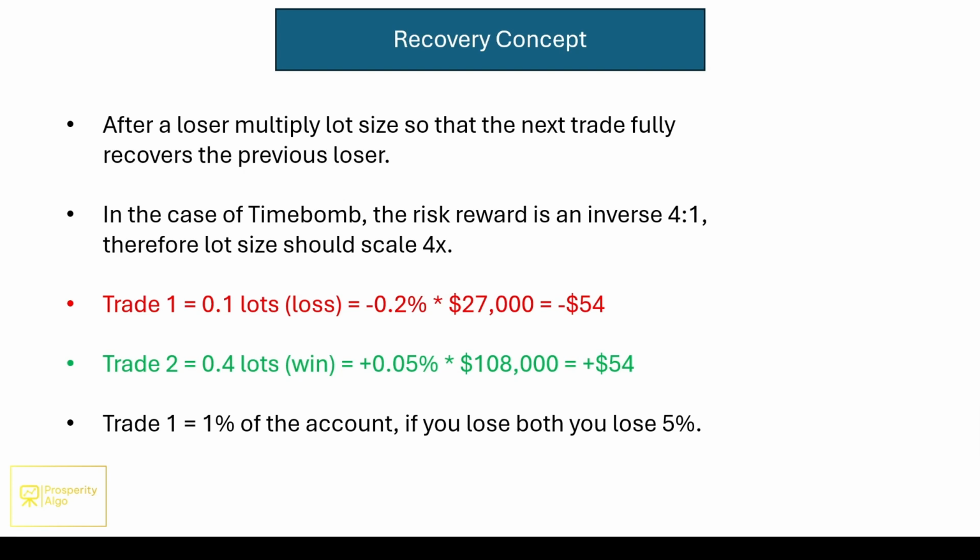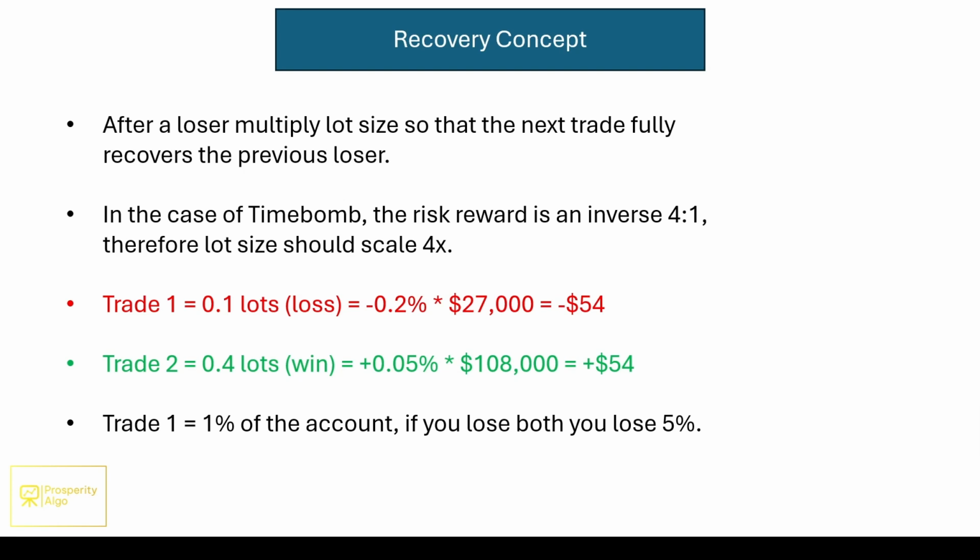Therefore, the lot size in the event of a recovery should scale 4 times. So let's say here that on the first trade, we traded with 0.1 lots. We were using a 0.2% stop loss. Therefore, we hit a loss here and we lost $54. But in the event of trade 2, in this recovery scenario, we would have to quadruple our lot size. And if we're using a much tighter take profit of 0.05%, if we were to still quadruple our lot size, we would net out to $54 positive. Therefore, the second trade would fully compensate for the first trade, resulting in a neutral equity curve.